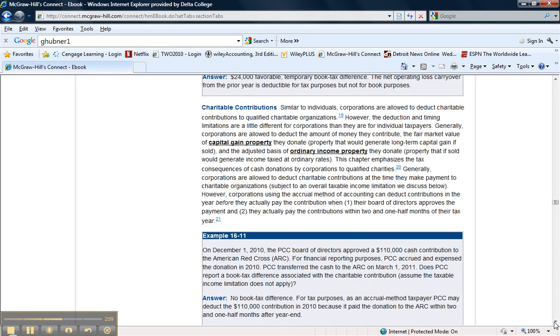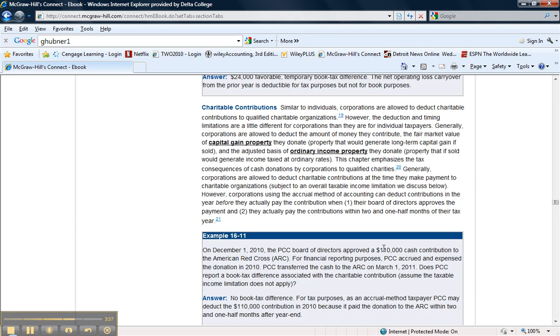Charitable contributions. For book purposes, they're simply an expense. Whatever amount is donated to charity, that amount is an expense. But for tax purposes, they're limited to 10% of taxable income. That taxable income is a little bit weird in how it's calculated. It's 10% of taxable income without regard to any charitable contribution deduction. But it's limited nonetheless. So you can have a book tax difference in the amount of the deduction. You can read through charitable contribution deductions.